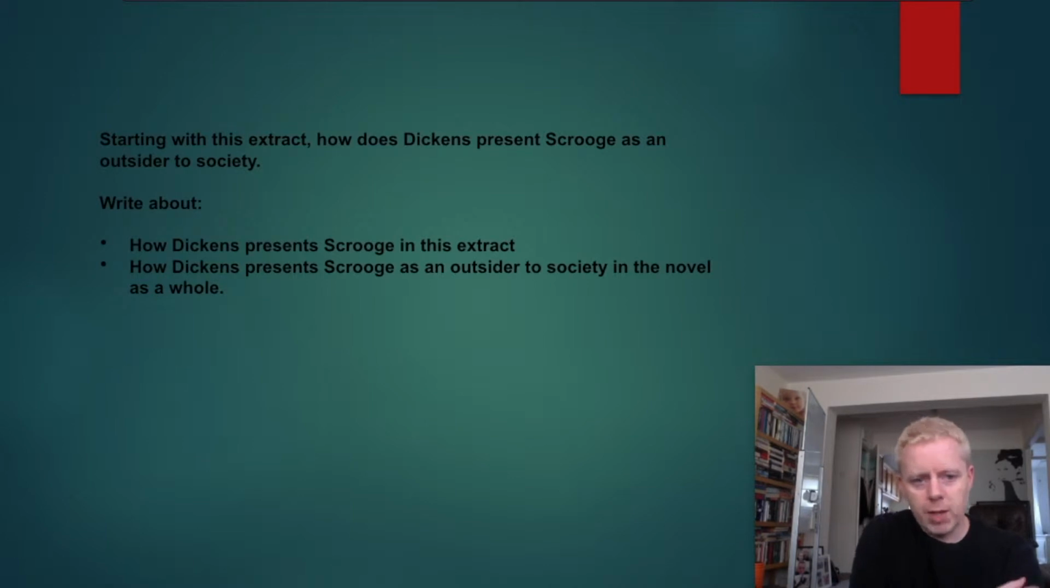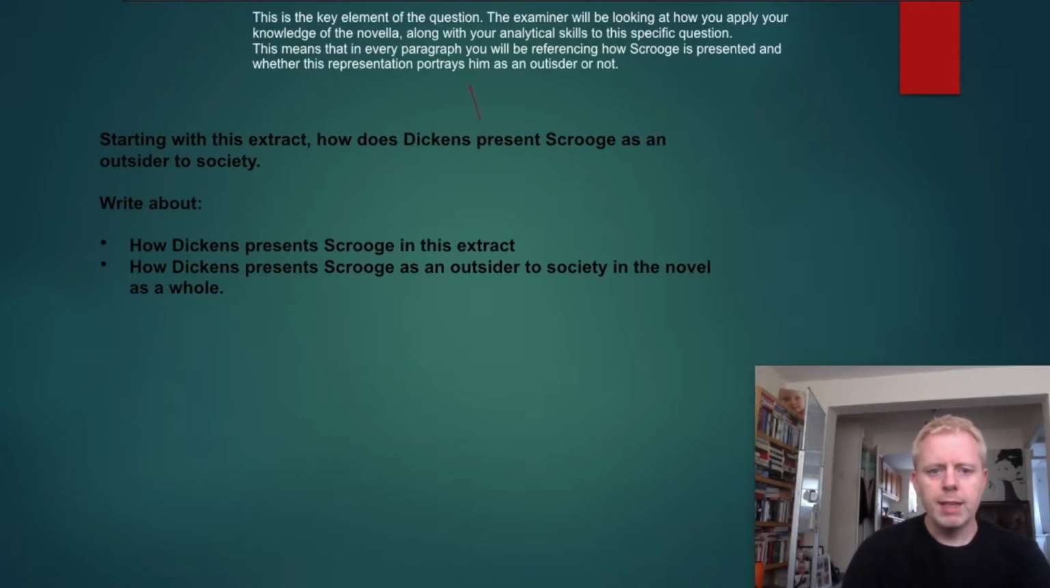So there's the question. I've isolated the question, starting with the extract. How does Dickens present Scrooge as an outsider? The how there is ensuring that you identify techniques that Dickens uses. So I mentioned repetition or Gothic imagery, negative language, and so on. Okay, so this is the key element of the question.